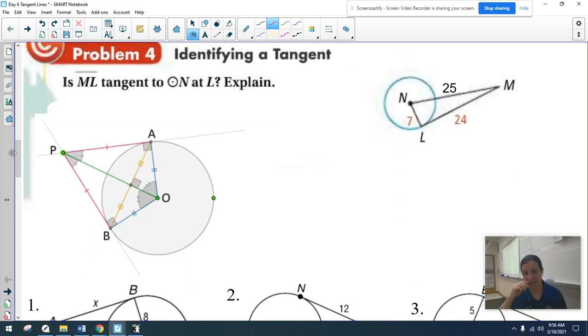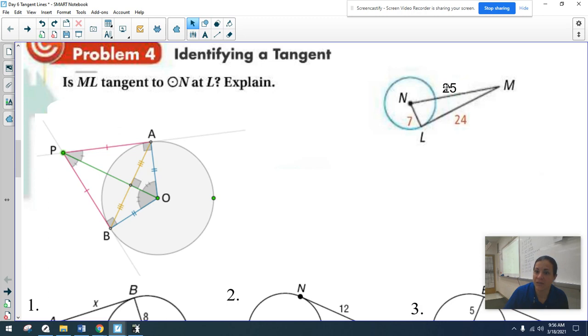Next, this says identifying a tangent. I'm not sure if you'll see these or not, but I wanted to put that in there in case you see them on SOLs or if you see them on SATs and ACTs. So I don't think they're on your homework, but I wanted to throw them in there. So it's asking you if ML is tangent. So they're wanting to know basically, is that a right angle? Because for ML to be a tangent, it needs to have a right angle right there. So they're asking you, is that a right triangle, basically?